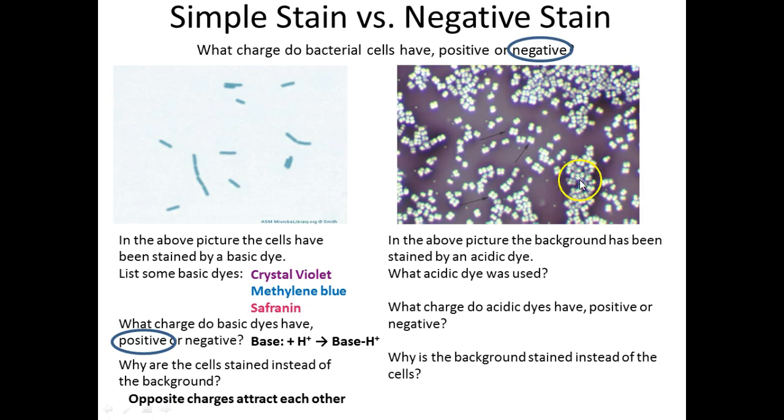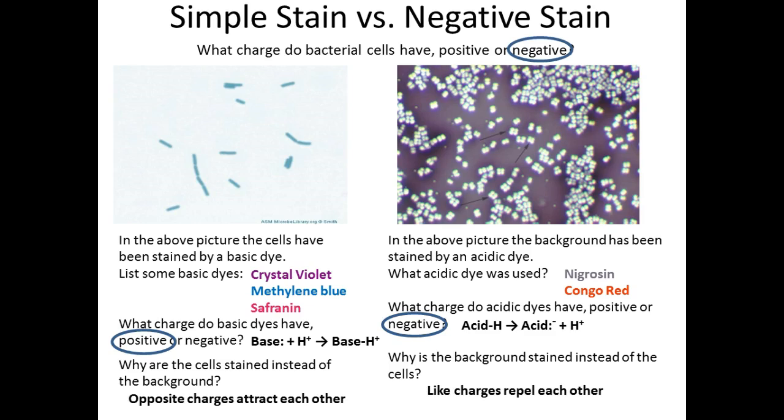The next one is an acidic dye. Anyone know which acidic dye was used to make this slide? Has this colorization to it. Had a grayish background. Starts with an N. Nigrosin. We also use Congo red, which made the background red in color, right? What charge do these acidic dyes have? They're negative, and we know the cells are negative, so what happens here? You get repulsion, right? So what gets stained? The background, not the cells, because like charges repel each other.